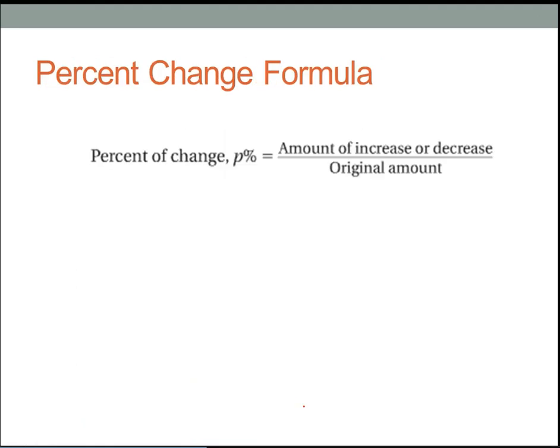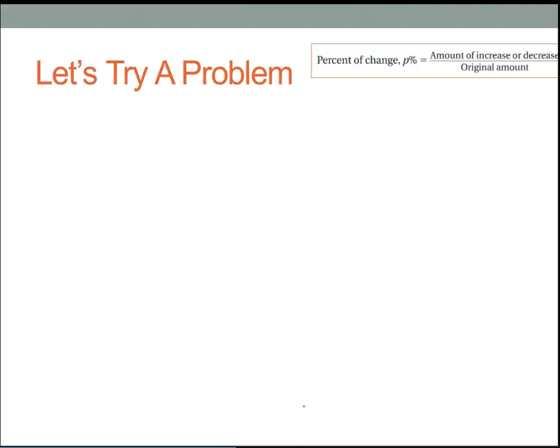So here's the formula I promised I'd tell you about. Percent of change is percent P, that's what we're going to call it. So P percent equals the amount of increase or decrease, which is the numerator, and the original amount is always in the denominator. That's key. We're going to make sure you remember that. The original amount is always in the denominator. The formula is up here in the upper right-hand part of the screen so you can always see it. You should also write that in your notes so you have it.